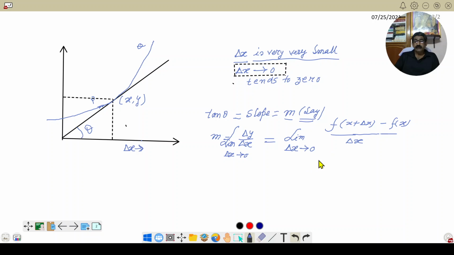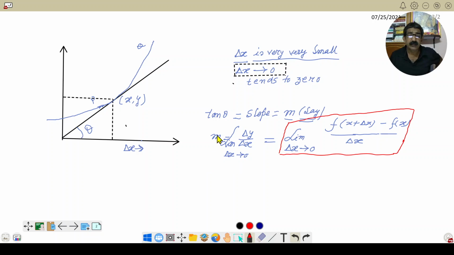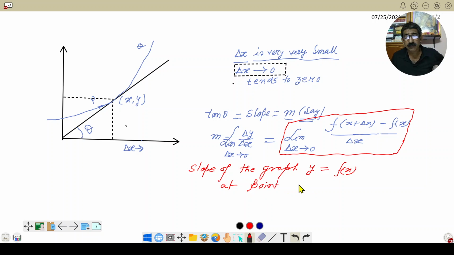So this expression as a whole gives the slope of the graph y is equal to f of x at the point x comma y, and that slope is geometrically the tangent drawn at that point.